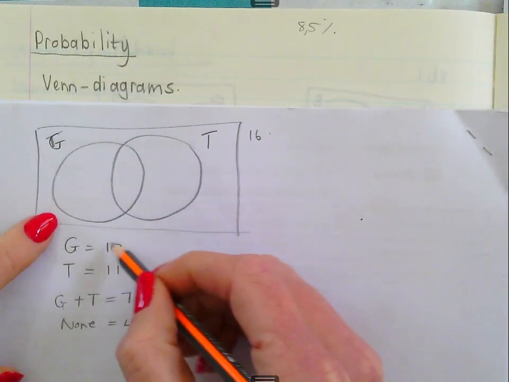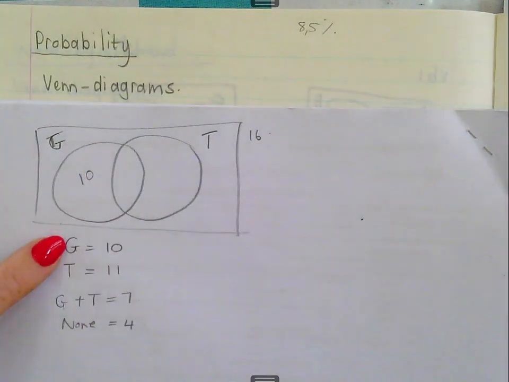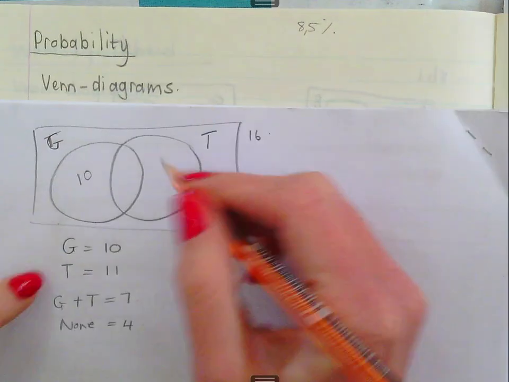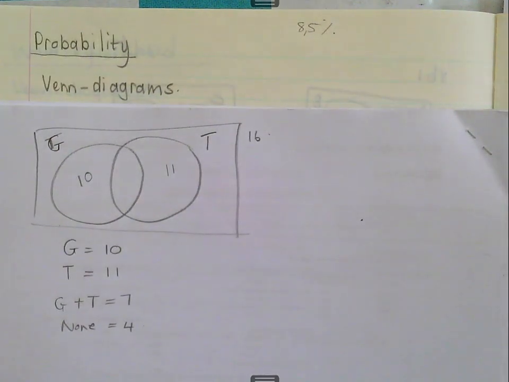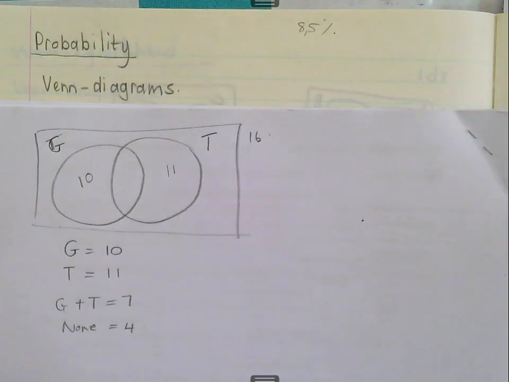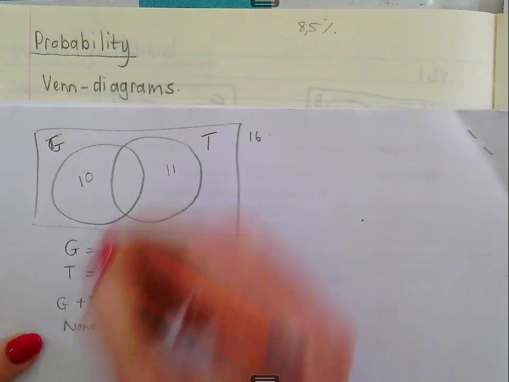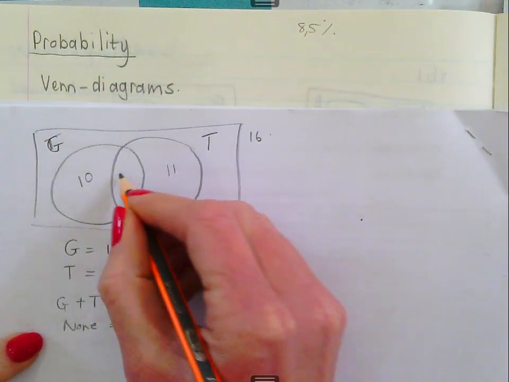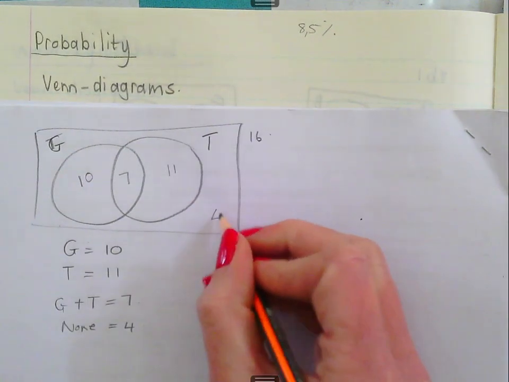We can say that there are 10 learners that have geography. Okay? That goes in the geography circle. Then we have 11 learners that have tourism. Okay, so you understand what the B and the A stand for. Right. Now, these learners that have geography and tourism have to be in the middle. Okay. And the learners that have neither of the subjects have to be on the outside.